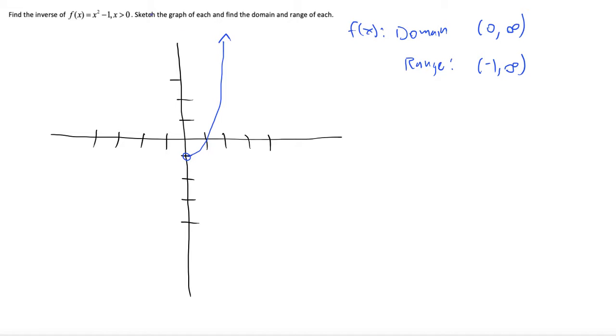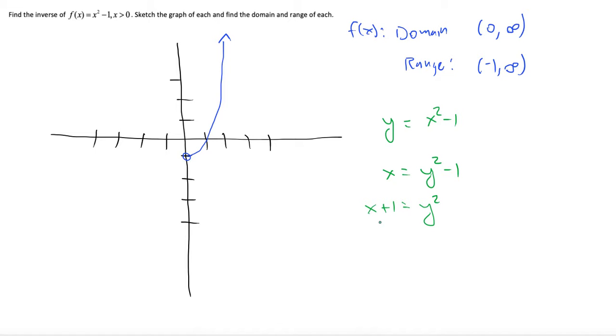Now, how are we going to find the inverse? I'm sorry, there's only one way. I was thinking about the graph. But let's find the inverse. We'll replace f of x with y, so we get y equals x squared minus 1. Second step is to replace y with x and replace x with y. So that becomes x equals y squared minus 1. And now we have to solve for y. So let me add 1 to both sides. So x plus 1 equals y squared.